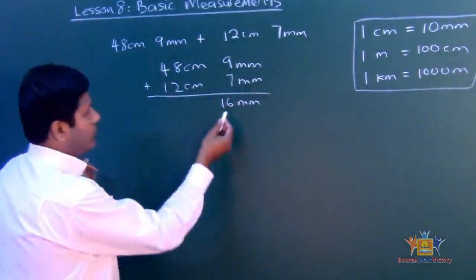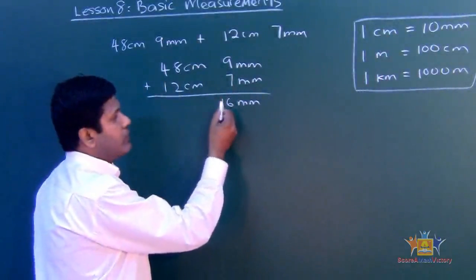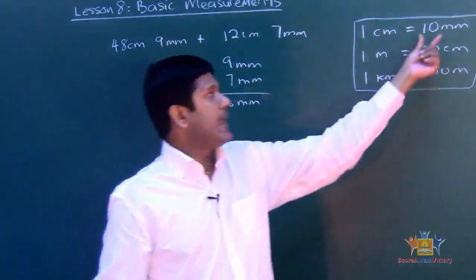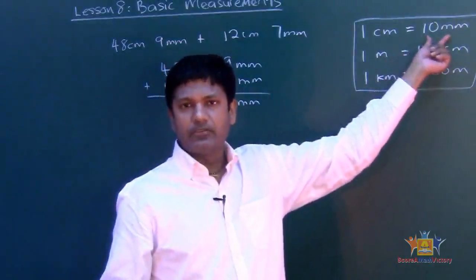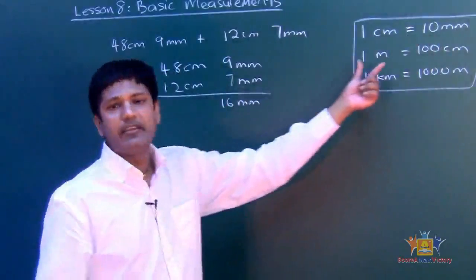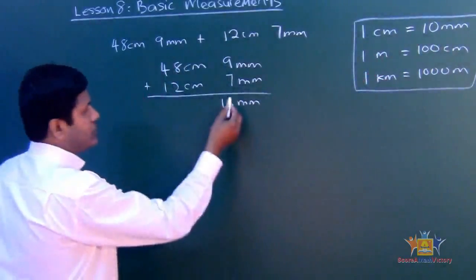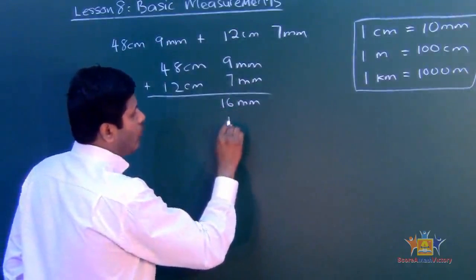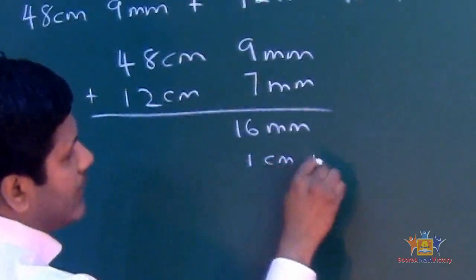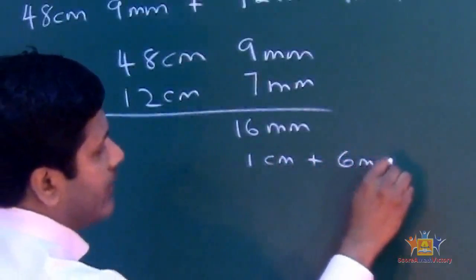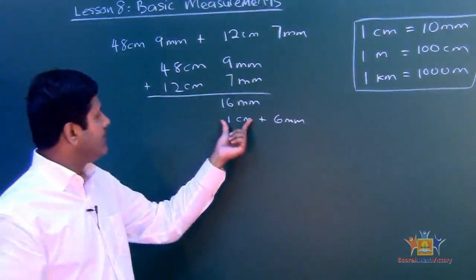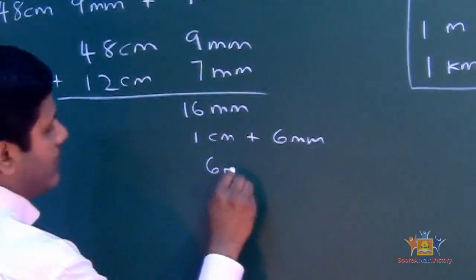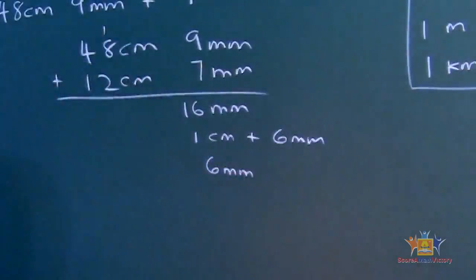So you want to change this, because you don't want to keep this as 16 millimeters. You want to keep it below the 10 millimeters. Alright, why is that? Because 10 millimeters makes 1 centimeter, and I can take that 10 out of the 16, which would be what? So that makes it 1 centimeter and 6 millimeters. See that? So I can take this 1 centimeter and carry it over and just leave it as 6 millimeters. Okay, so I'm going to carry 1 over here.